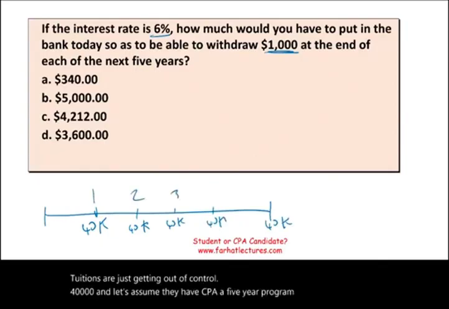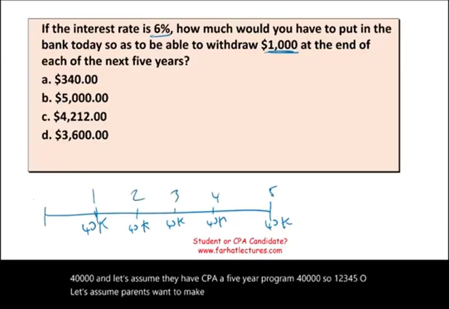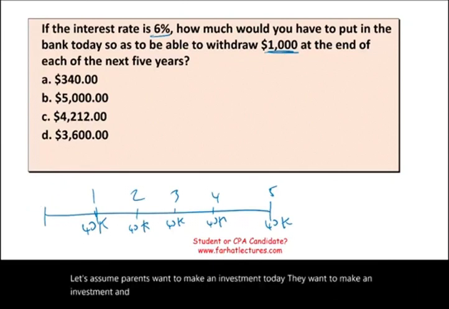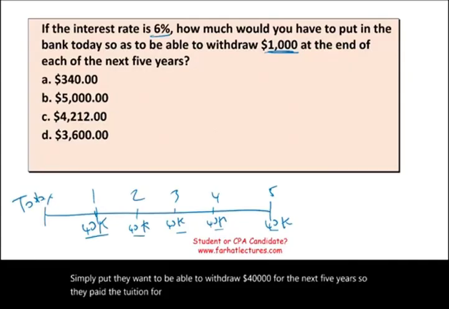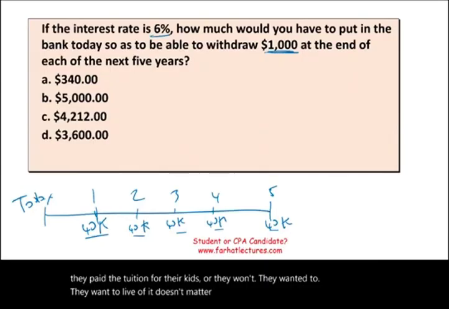So 1, 2, 3, 4, 5. So let's assume parents want to make an investment today, and they want the investment to pay them. Simply put, they want to be able to withdraw $40,000 for the next 5 years. So they pay the tuition for their kids, or they want to live off it. It doesn't matter. Okay, so how do we find this?